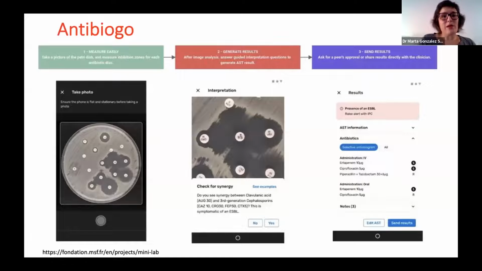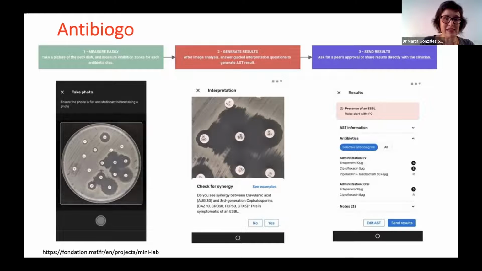And the second tool I wanted to introduce to you today is Antibiogo. This is MSF trying to bring artificial intelligence to the field, and it's an app that is CE certified that just helps with interpretation of the susceptibility testing. So basically, it will take a picture of the plate.